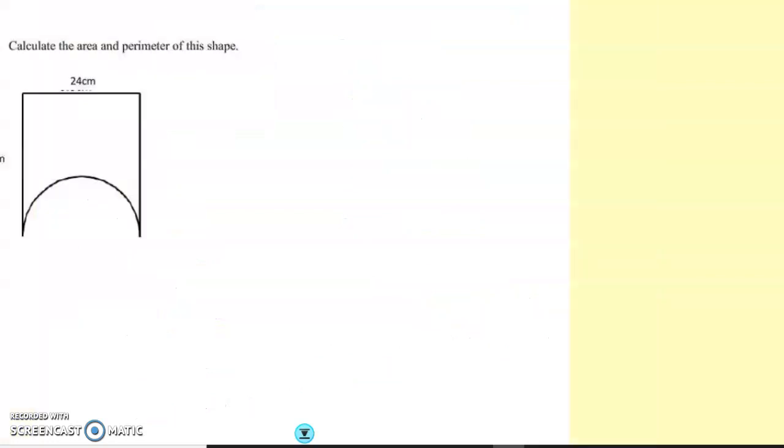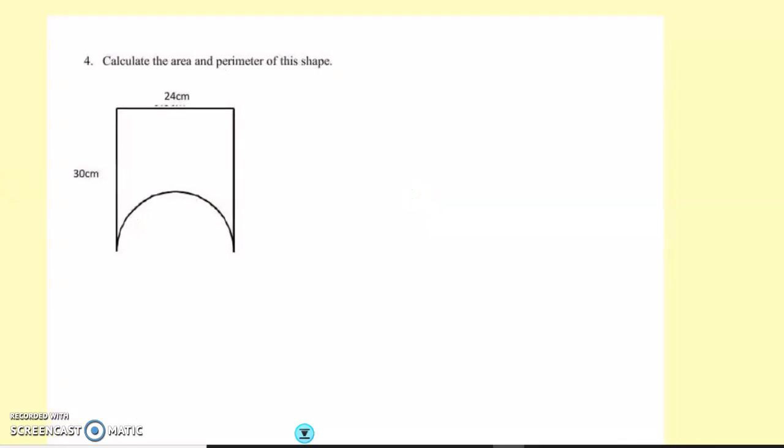Again, we're going to find the area and perimeter of a composite shape. So here we have a rectangle, and this time, instead of having a semicircle added onto it, it's had a semicircle taken away from it. Okay, start with the perimeter then. So the perimeter, if I start here, that gives me 30. I then add on 24. I then add on another 30 for this part here. And then I need to add on this curved section here. And that's the bit I don't know. So that's the bit I need to work out.